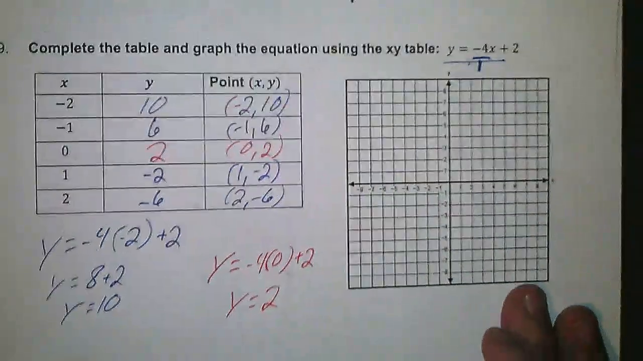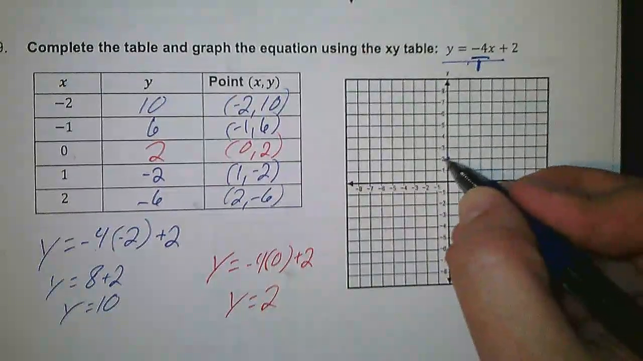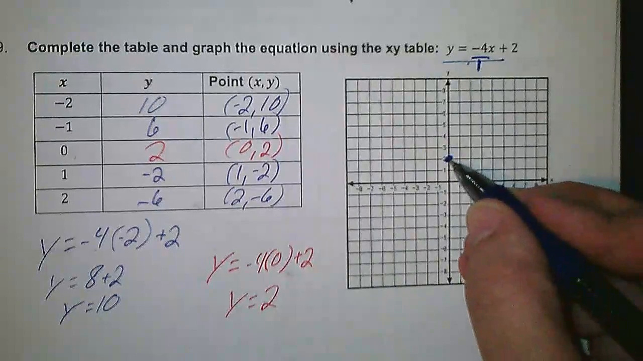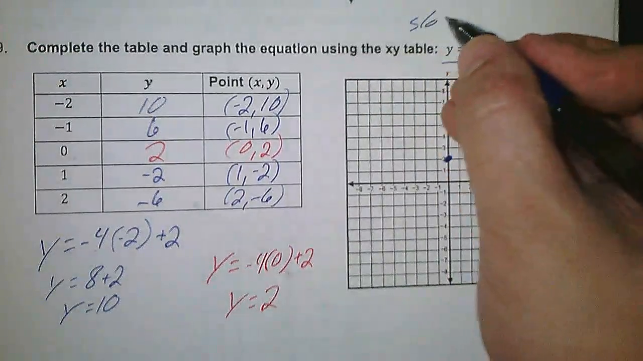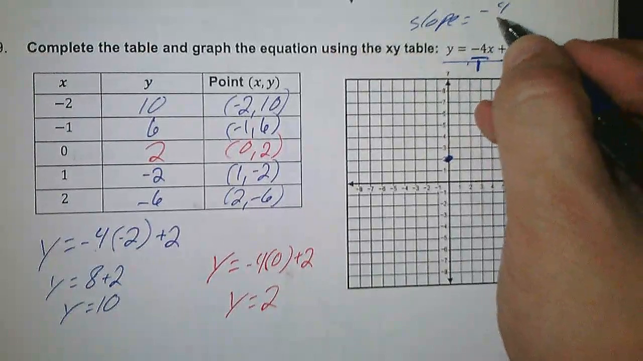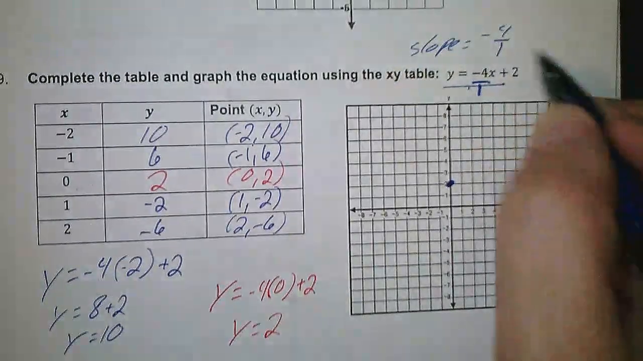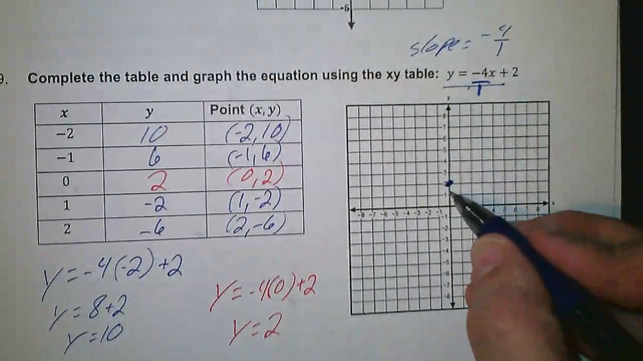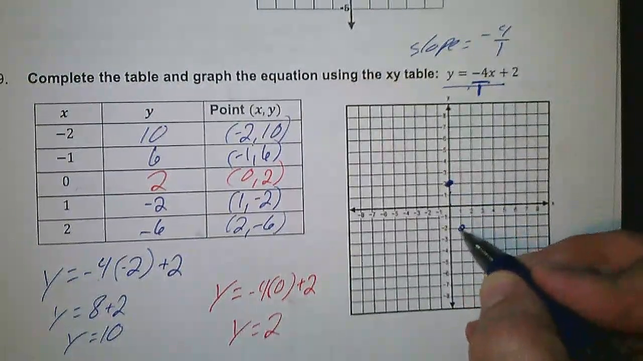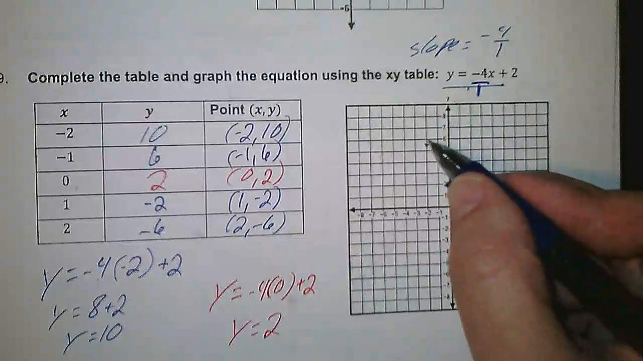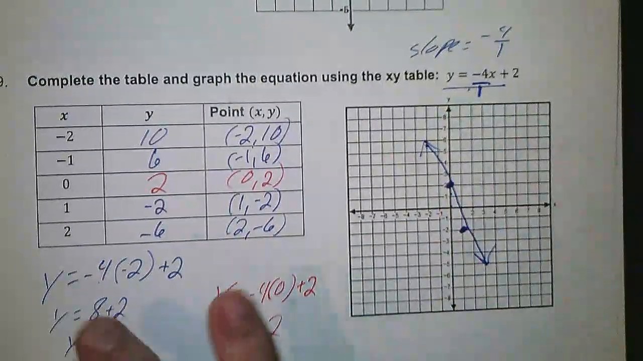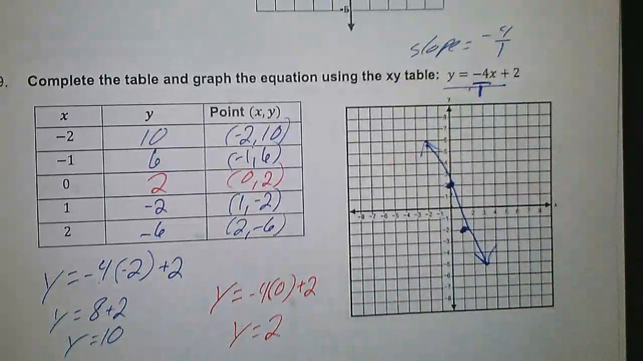And then we're also graphing this. So again, hit the y-axis at 2, and then the slope is -4. So we can think about that as -4 over 1. So we go down 4 and over 1. And now we have a line that is going down from left to right.